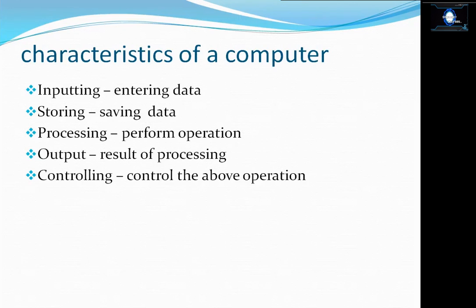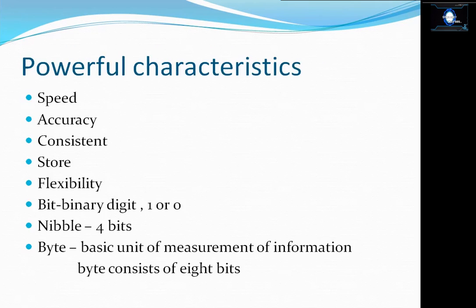Now going to the characteristics of a computer. There are 5 characteristics of a computer: inputting, storing, processing, output, controlling. Inputting refers to the process of entering data and instructions into the computer system, whereas storing refers to the process of saving data and instructions so that they are available later. Processing refers to performing operations on data to get the result. Output refers to the result of processing. Whereas controlling refers to directing the manner and sequence in which all of the above operations are to be performed.